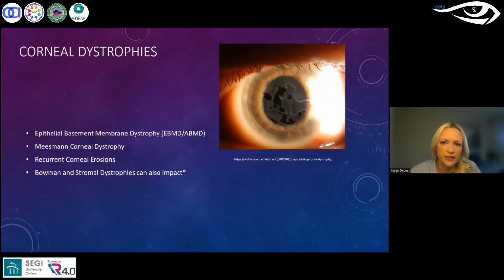Corneal dystrophies can also cause irregular astigmatism. I know this is not part of keratoconus, but I want to distinguish these two. The common dystrophies are epithelial basement membrane or recurrent erosions, but other corneal dystrophies can also cause irregular astigmatism.